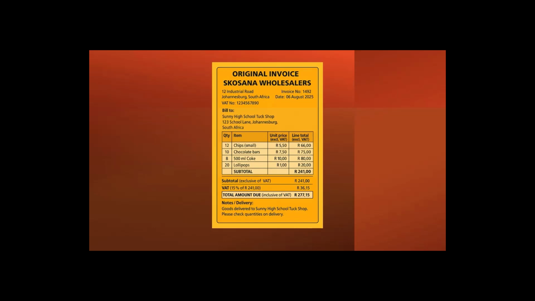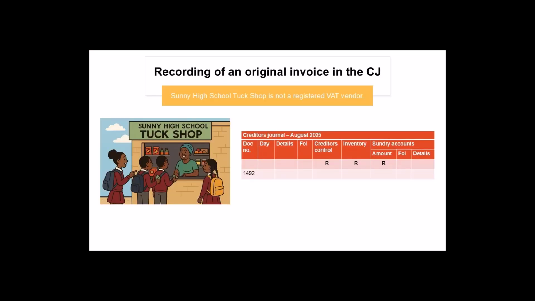On the left-hand side, we have their address and their VAT registration number. And then on the right-hand side, first line, it says invoice number. Now that invoice number is what we're going to use for our first column, the document number column. So our number is 1492. Okay, so in our first column, we record 1492, which is our document number.